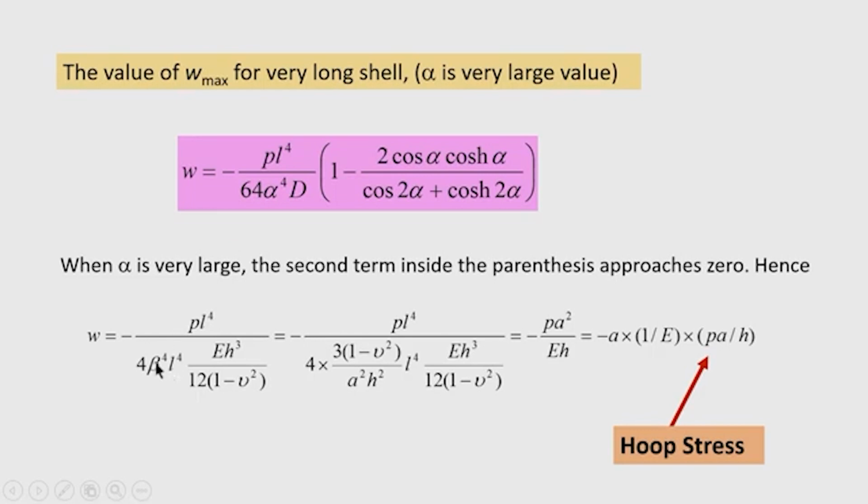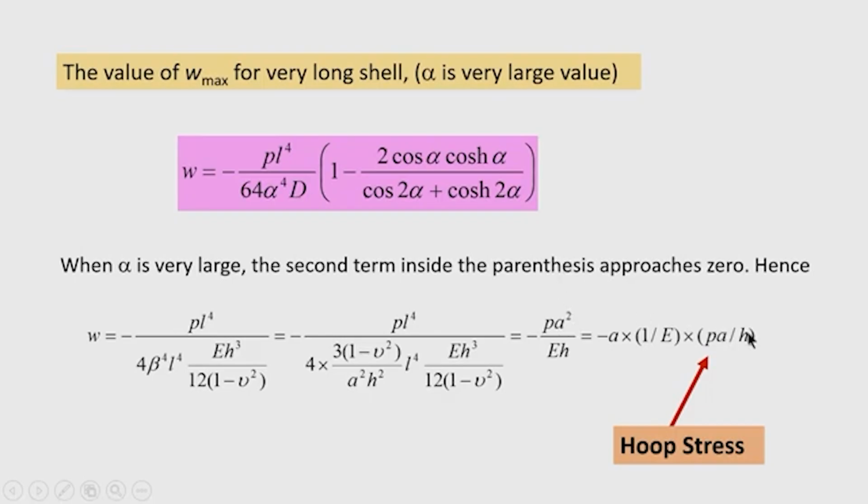So, beta is appearing here. Now, substituting beta to the power 4 as we obtained earlier as 3 into 1 minus mu square divided by s square h square, and L to the power 4 is already there, and we substitute D here, E h cube by 12 into 1 minus mu square. After simplifying this expression you will find that W equal to minus P s square by E h. Now, this expression can be examined.